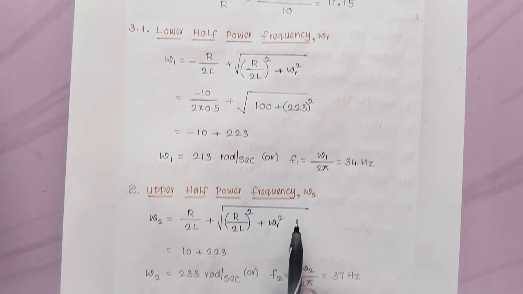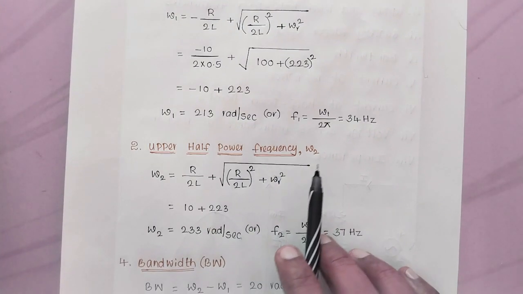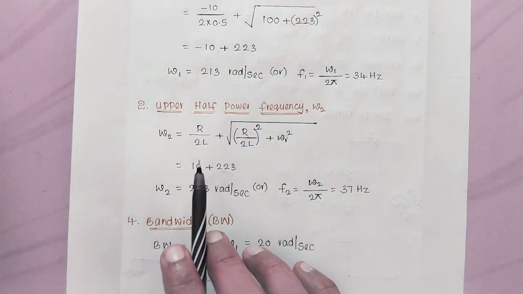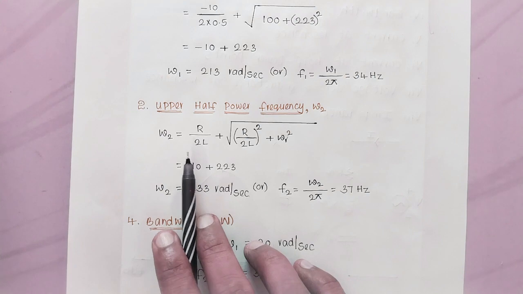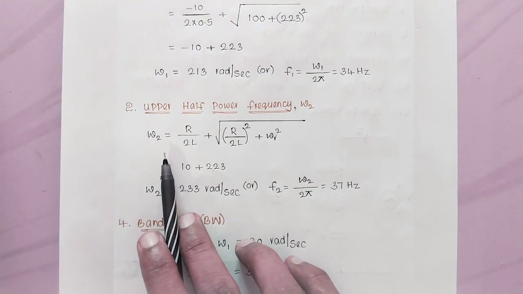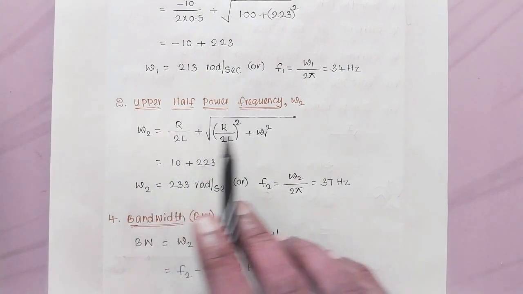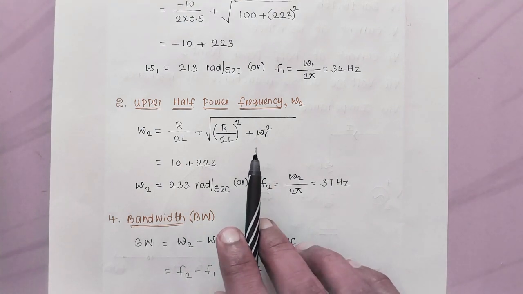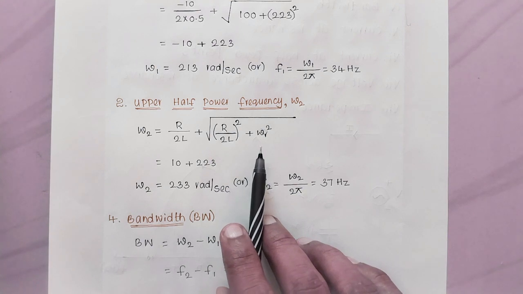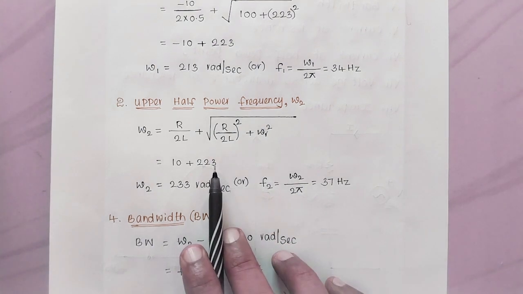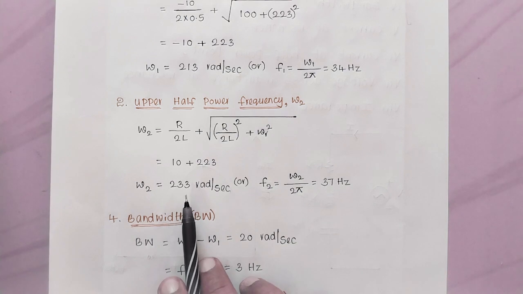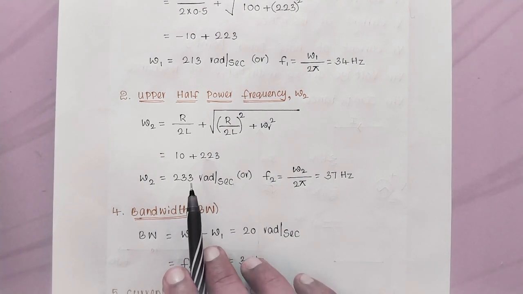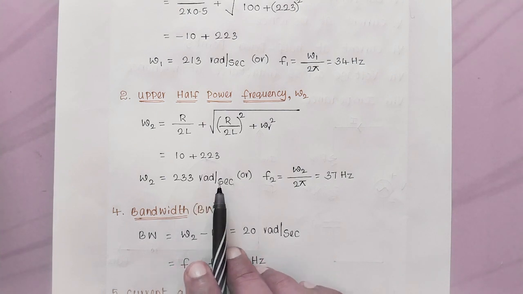So similarly, the upper half power frequency, which is indicated with omega 2. The formula to find the upper half power frequency is omega 2 equal to R by 2L plus root of (R by 2L) whole square plus omega R square. If you substitute the values of R, L and omega R in this expression, we get 10 plus 223, which is equal to 233 radians per second. So that is the upper half power frequency in radians per second.